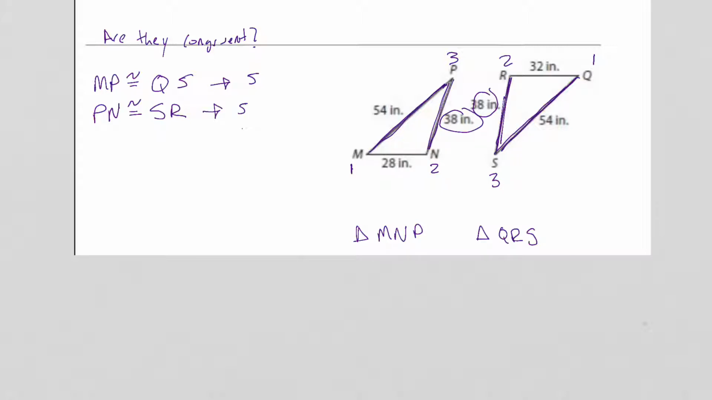What about the third side? We're talking now about MN and QR. As you can see, these are not the same measurement. So they are not congruent. So the question is, are they congruent? No, they're not. Not by the side theorem, at least. And that's about as much as we can tell from these two shapes. So give you a moment to get caught up, and then we're going to move to the back page.